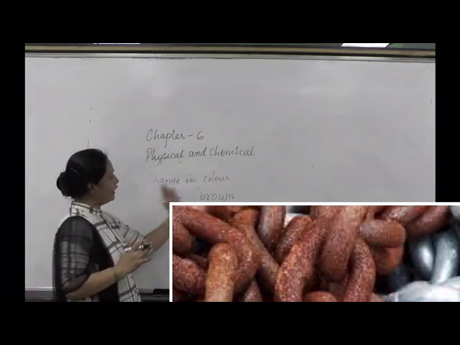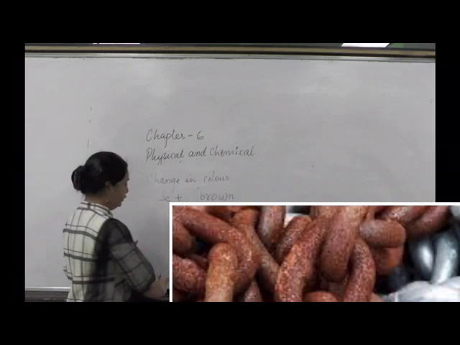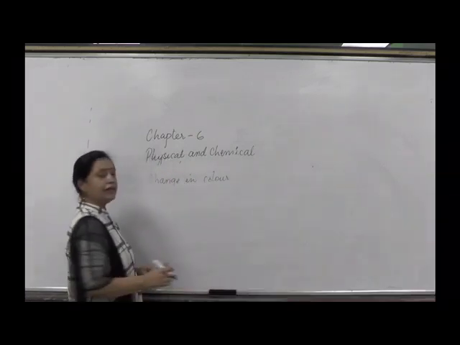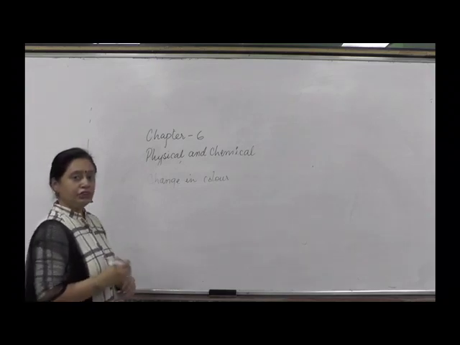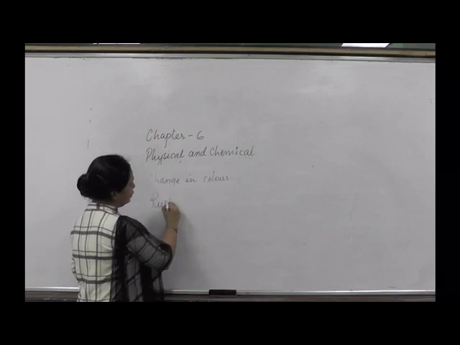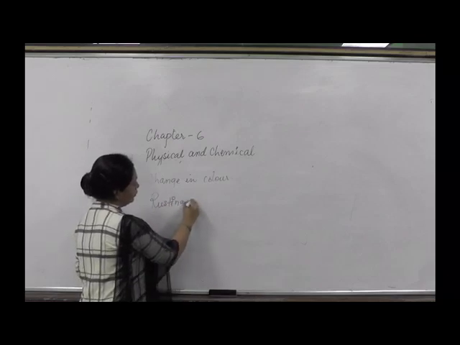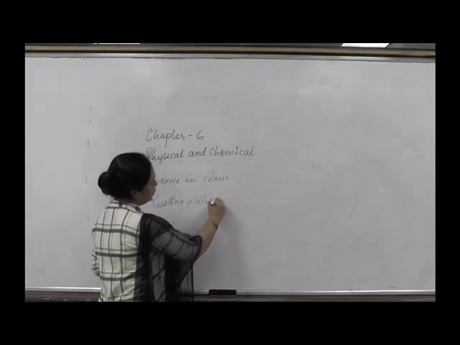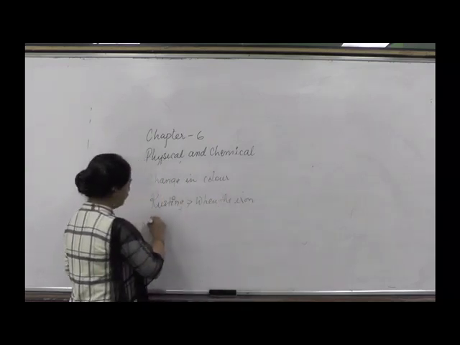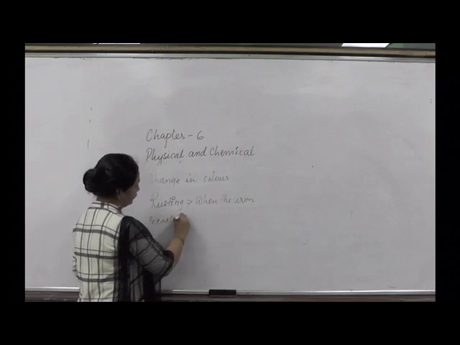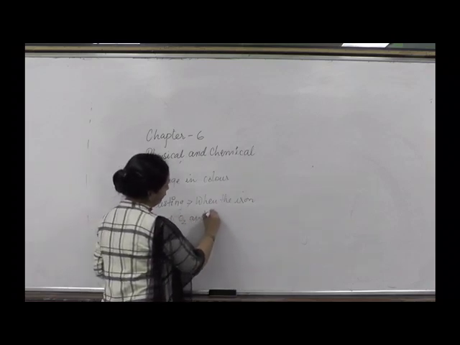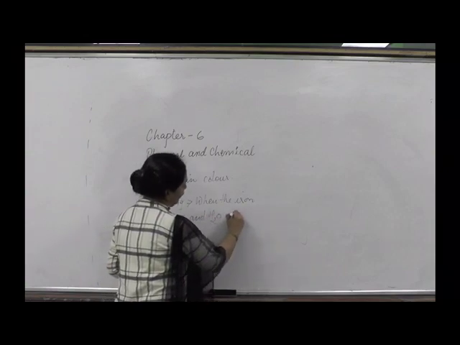It converts from grey to brown. What happened to the iron? Here again the chemical change has taken place, which we call rusting. Rusting is a chemical change when the iron reacts with oxygen and water in air.